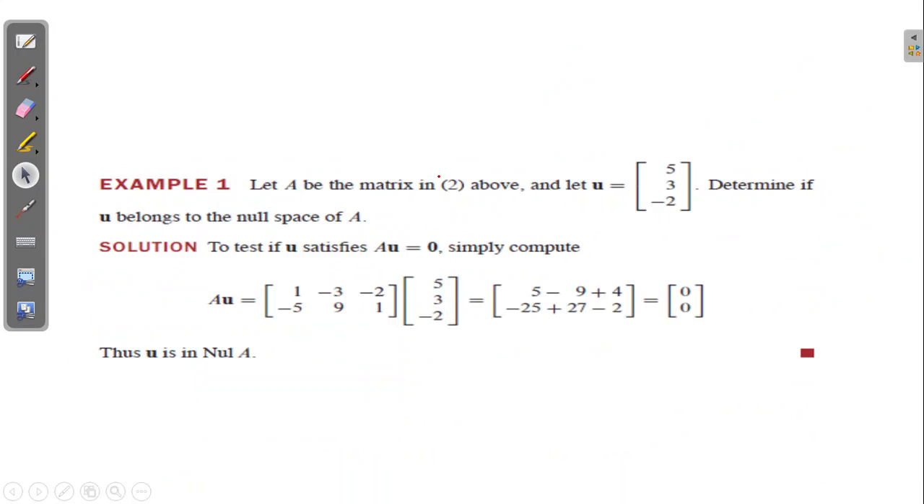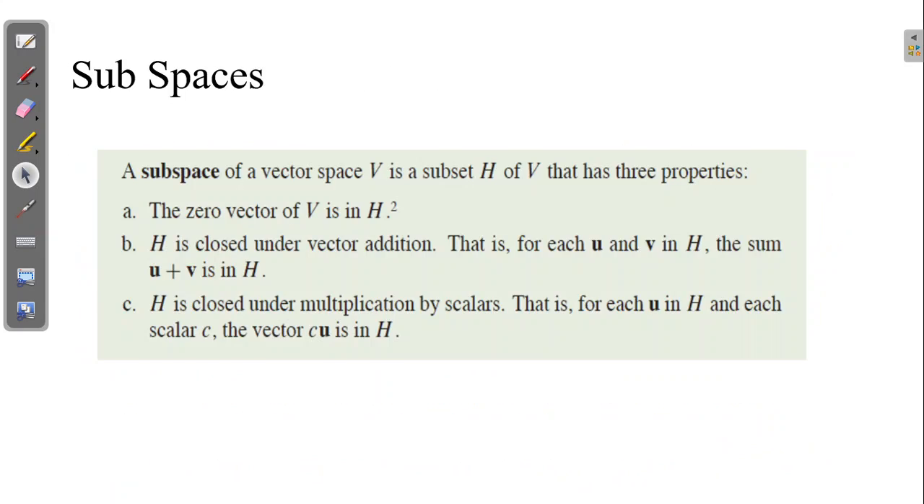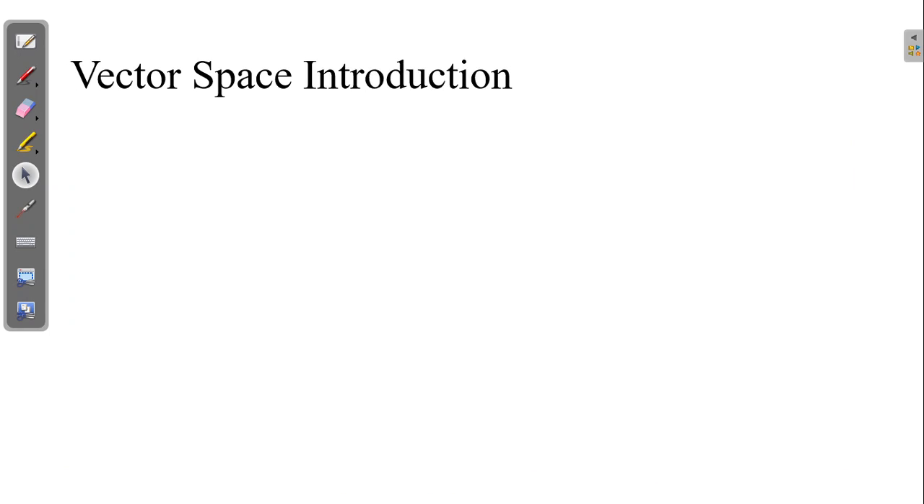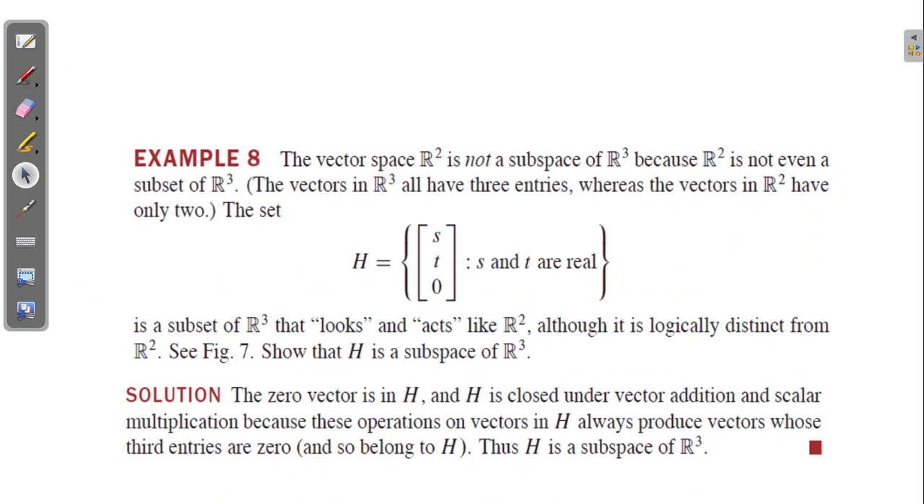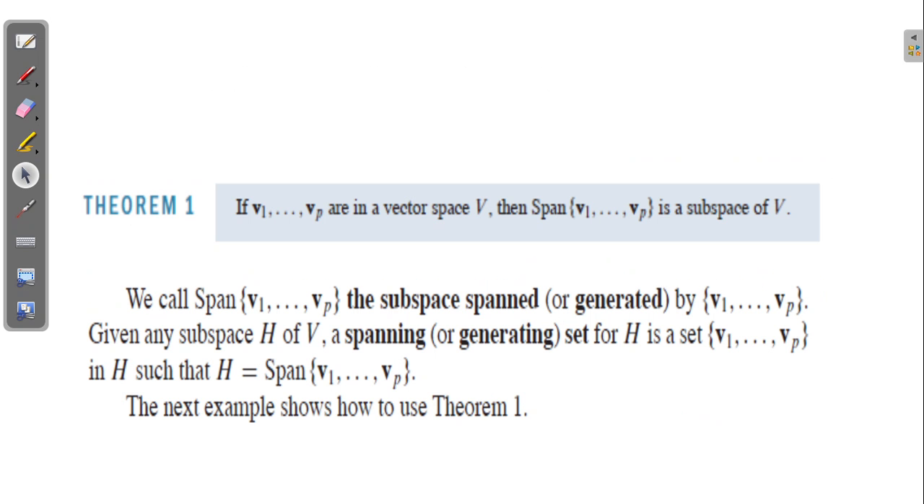Theorem 1 says that if v1, v2, v3, ..., vp are in a vector space V, and you have to imagine that these are vectors, it can be an ordered triplet or ordered quadruple, then the span of v1, v2, ..., vp is a subspace of V.